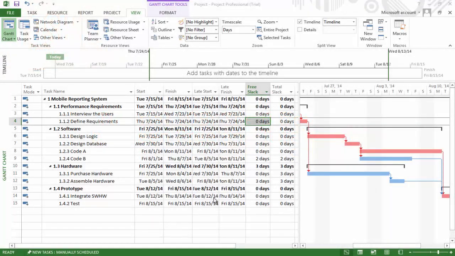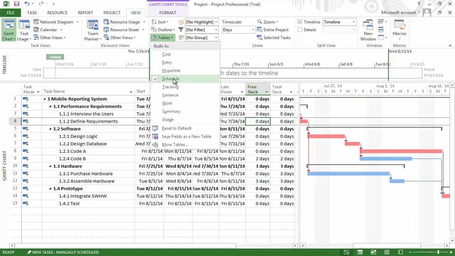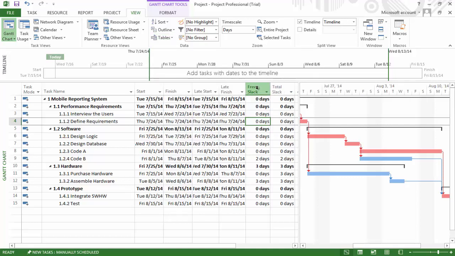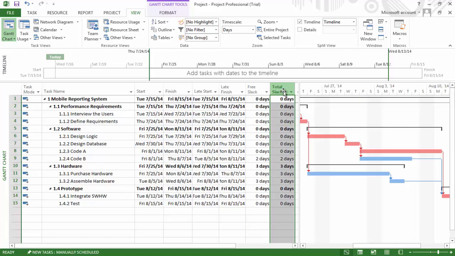During this tutorial, I will demonstrate the difference between free Slack and total Slack. Since we are interested in looking at Slack information, we must view the schedule table, which was shown in the last tutorial. In the schedule table, we can see that there is a column for free Slack and there is a column for total Slack.